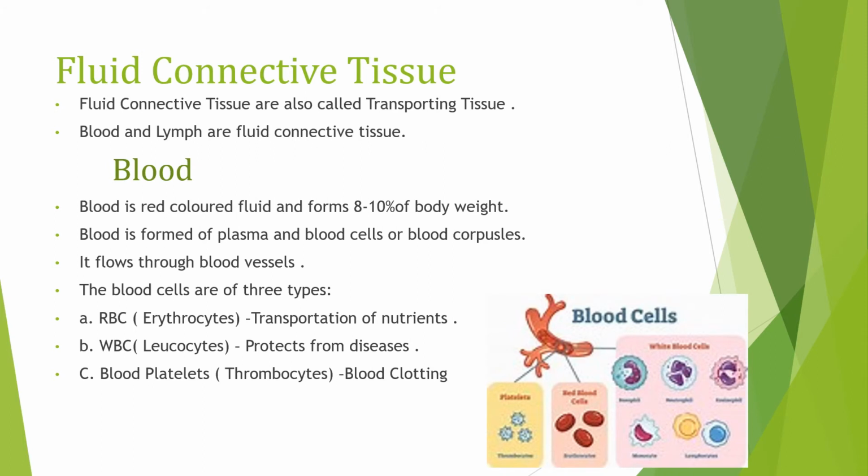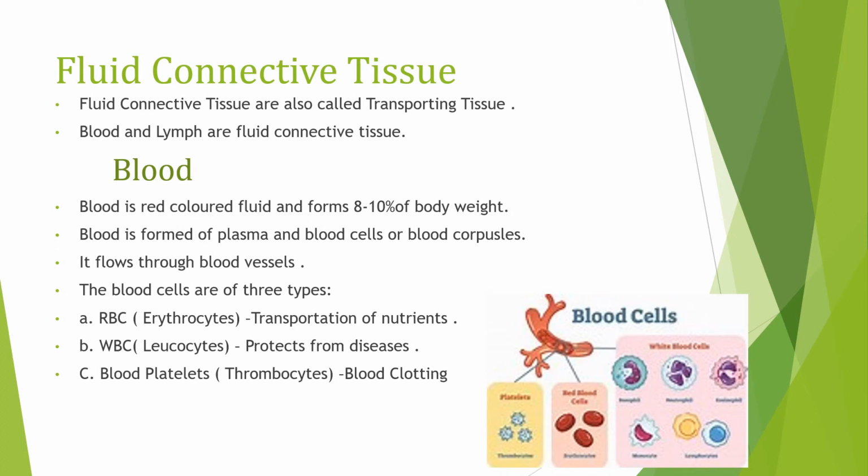Now let us study about the fluid connective tissue. The fluid connective tissues are also called the transporting tissue. Blood and lymph are fluid connective tissue. Now we'll study about blood. We have a fluid medium in our body which is called blood. This blood connects the entire body and flows in every corner of the body. Blood is formed of plasma and the blood cells, which are also called blood corpuscles. The blood flows through the blood vessels.